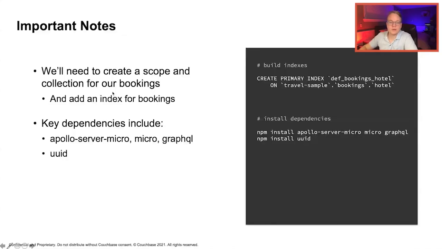Now, a couple of important notes here. As I mentioned earlier, we're going to need to create our own scope called bookings. And within that scope, we'll create a collection and an index so we can query these bookings. And this can easily be done from the Couchbase web UI. And more info on this can be found in the Couchbase documentation.